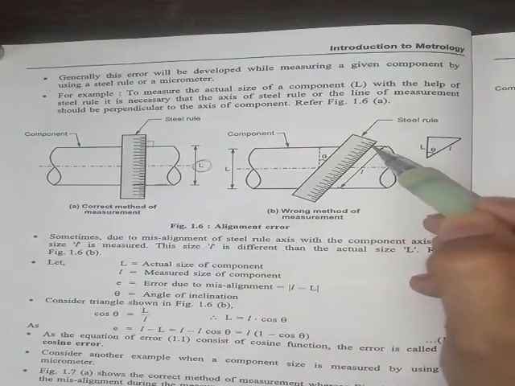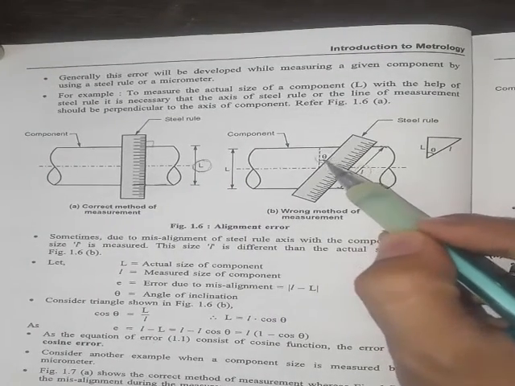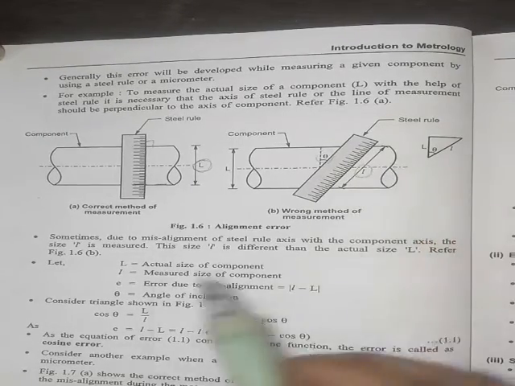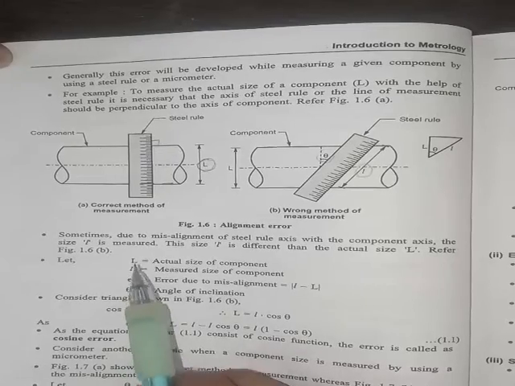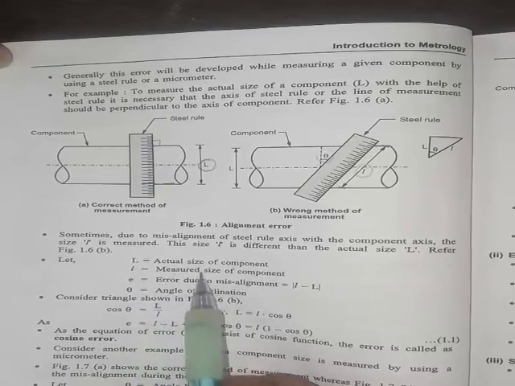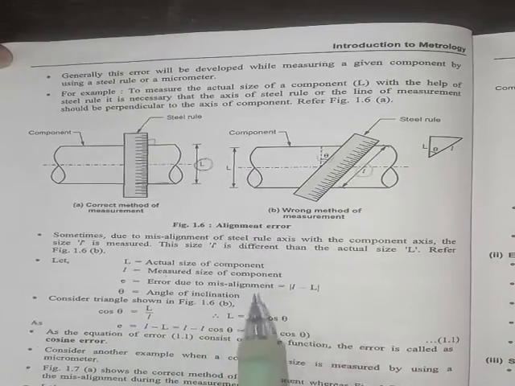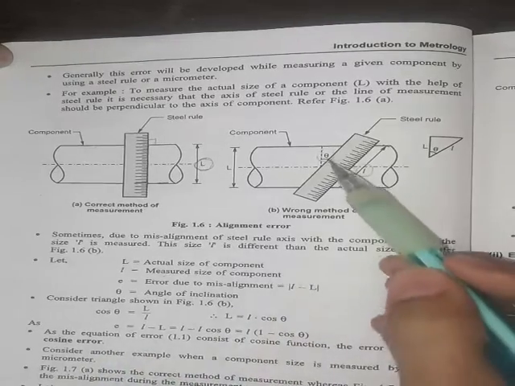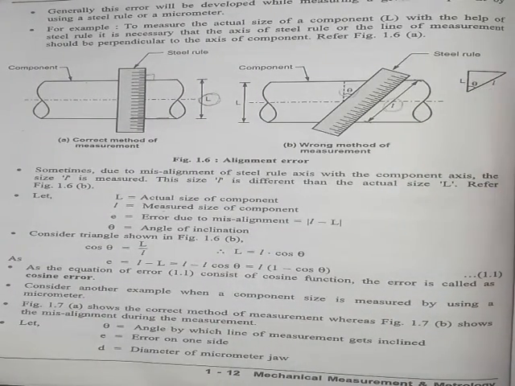If we measure like this, the length will be wrong. If we measure at some angle theta, it will be wrong. This is also called the cosine error. Here L is the actual size of the component, small l is the measured size of the component this way. E is the error due to misalignment, that is small l minus capital L. Theta is the angle of inclination, as you can see in this figure. So basically cos theta is equal to capital L upon small l.